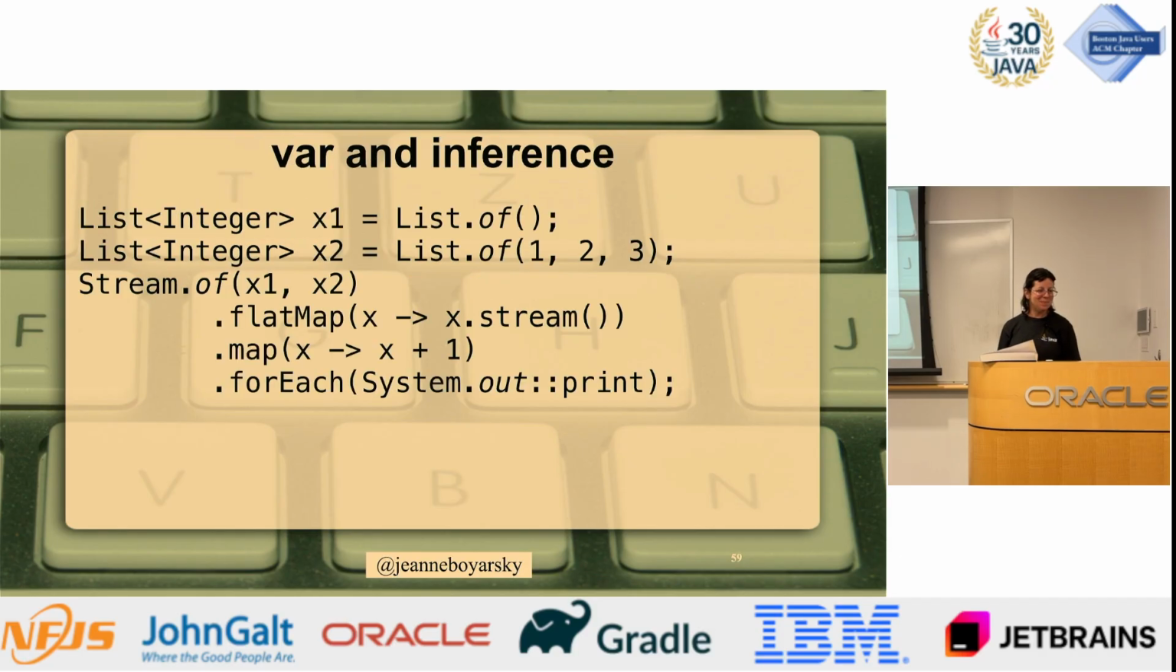Okay. Next up, we've got ourselves two lists. One is an empty list of integers. I said it was an integer, so I don't have to worry about what type that is. And the other is 1, 2, 3 of integers.